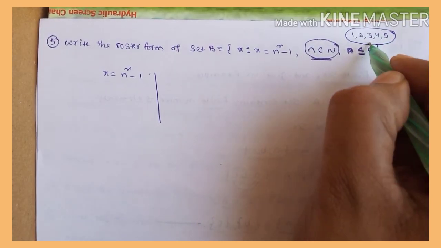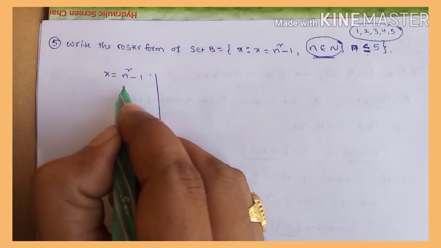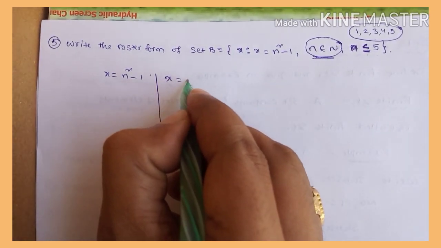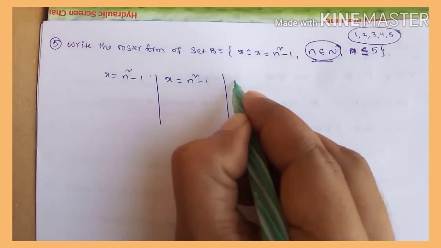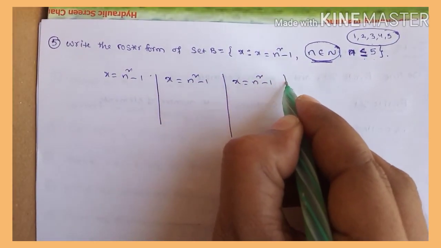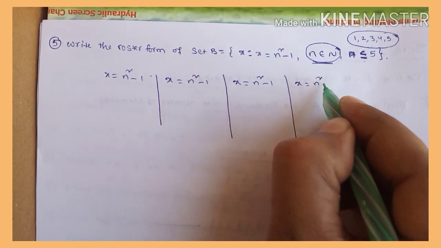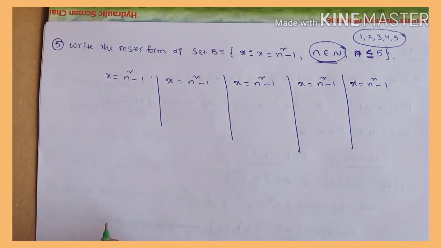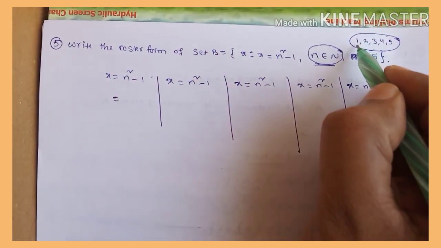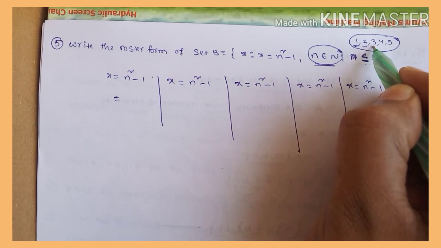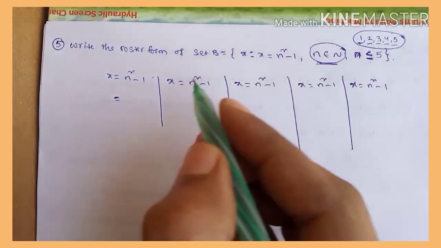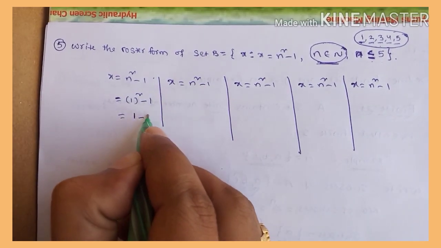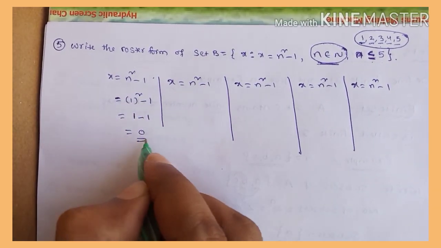We have to substitute the values 1, 2, 3, 4, 5 in the formula x is equal to n square minus 1, for the first, second, third, fourth and fifth results, students. Right? Here what numbers do you have to consider? First one, then 2, 3, 4, 5. Simple. So 1 square minus 1. 1 square is 1, minus 1 is equal to 0.